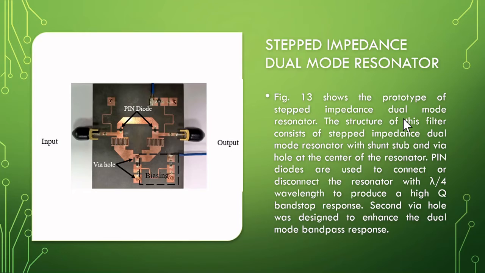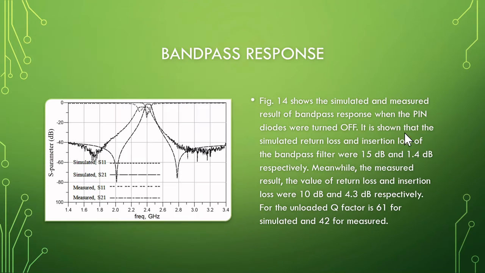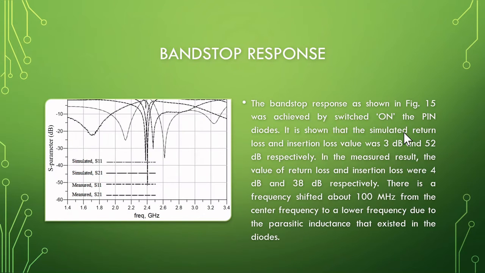This is the step impedance dual mode resonator implemented with the same concept, all right? So this is the pin diode. We can see here, this is the biasing for the pin diode. This is the response of the bandpass filter. And this is the bandstop response.